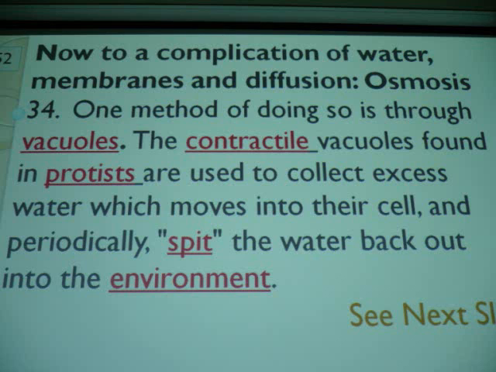Vacuoles are another way that organisms can control how much water they have. The vacuoles can actually spit water out as you would be drowning. Now I got a picture on the next slide again. They're called contractile vacuoles. They squeeze and squirt out the water that would have hurt that animal. Where it would have swollen up and burst, like in a hypotonic solution, the vacuole solves that problem.